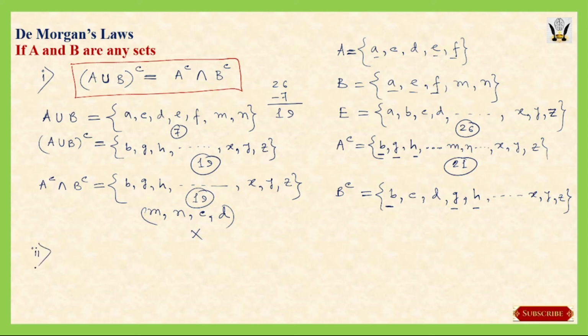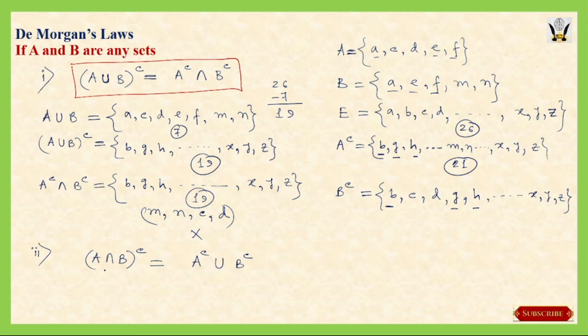Now we have another law, which is part of De Morgan's law, and that is based on intersection. So if we perform intersection between A and B first, and then of that result we take the complement, then it will be the union operation between their individual complementary sets. So it is similar to the first law that we learned. In the first law, we performed the union operation first, and that is equal to the intersection of the complementary sets.